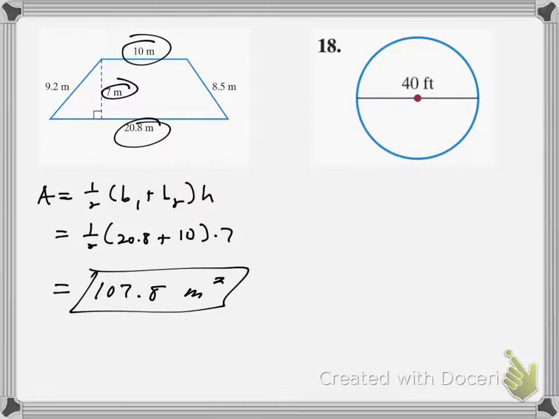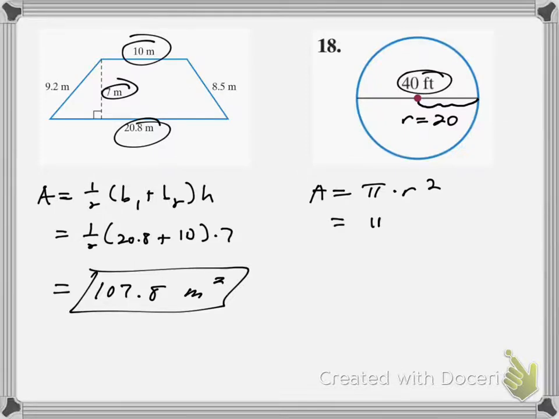Okay. So area in this one is pi times the radius squared. Well, this is not the radius, folks. This is the full diameter, right? This is the diameter. Diameter is the full distance across the circle. We want the radius. Well, if the diameter is 40, the radius is half of that. So the radius is 20 in this circle. So make sure you don't confuse diameter and radius in these problems.